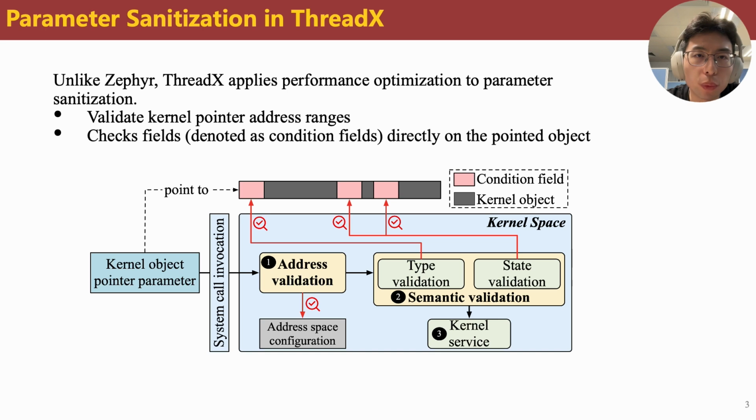In this slide, we break down the parameter sanitization of ThreadX. Unlike Zephyr, ThreadX uses performance optimizations in parameter sanitization. There are two key differences between ThreadX and ZephyrOS. First, instead of directly validating the values of kernel pointers, it validates the address range of kernel pointers, and then it checks the required condition field inside the pointed object. This shortcut is faster, but as we will see, it opens up vulnerabilities.